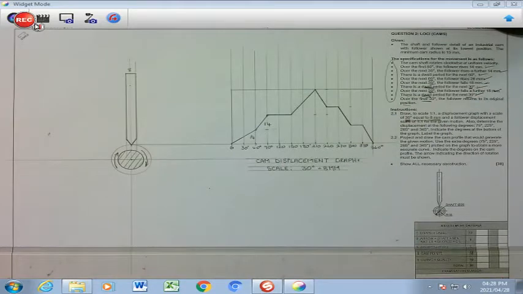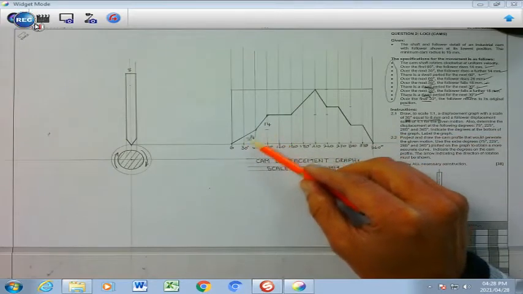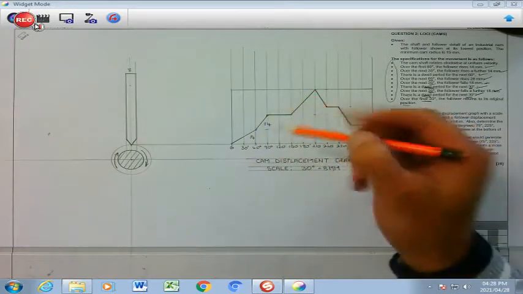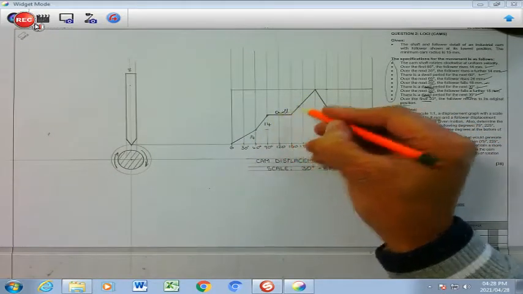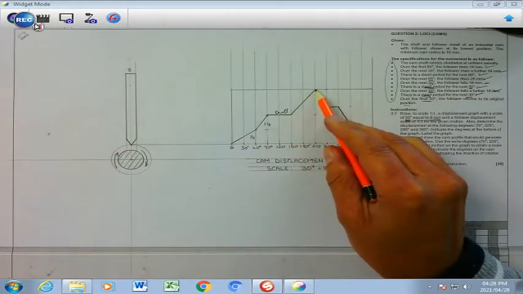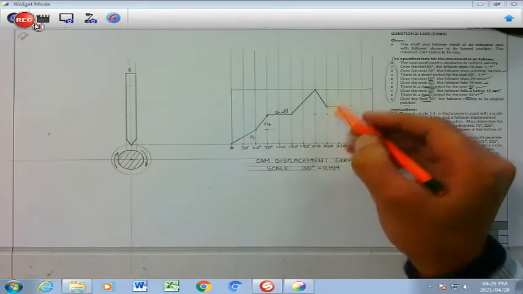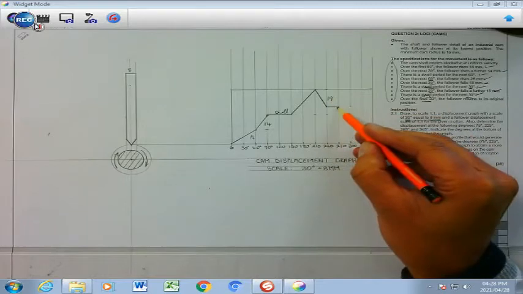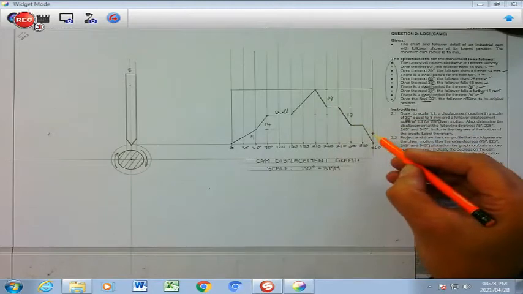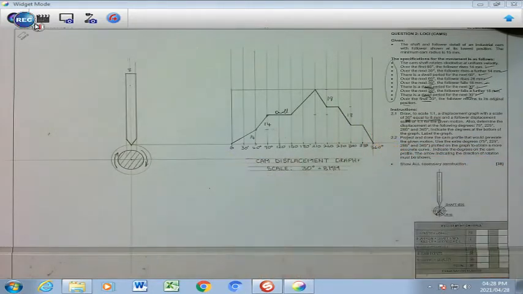The cam displacement diagram, according to the specifications, rises by 14 and a further 14, and then it dwells, and then it rises another 26 until it reaches the top. It then descends from there by 18, and then it dwells for 30, and then it descends another 18, and then it dwells for 30, and then it returns to its origin at 360, which is also 0 degrees.